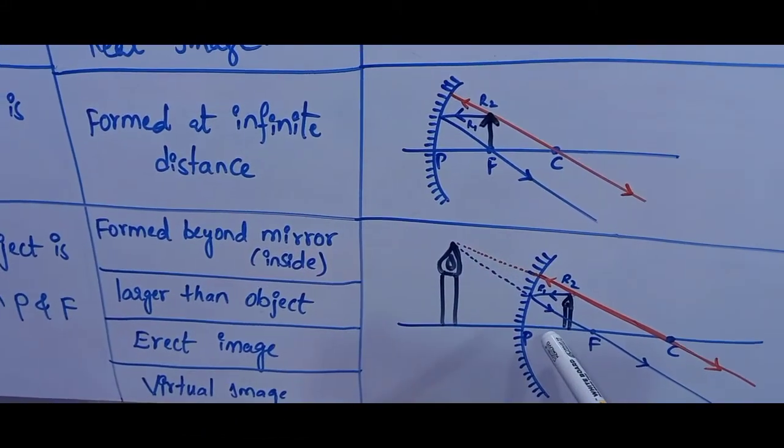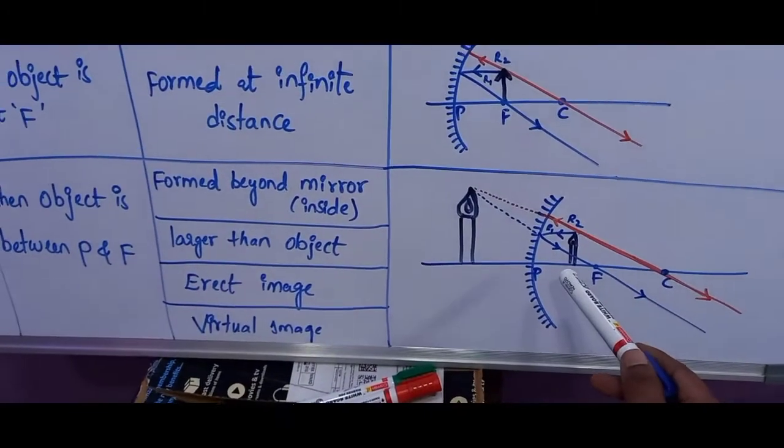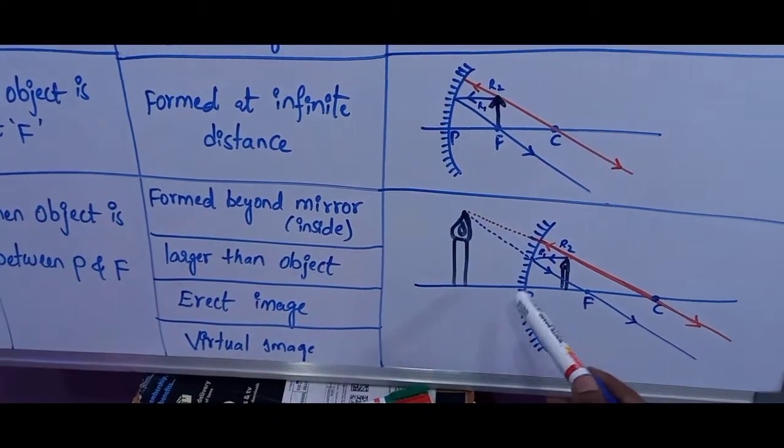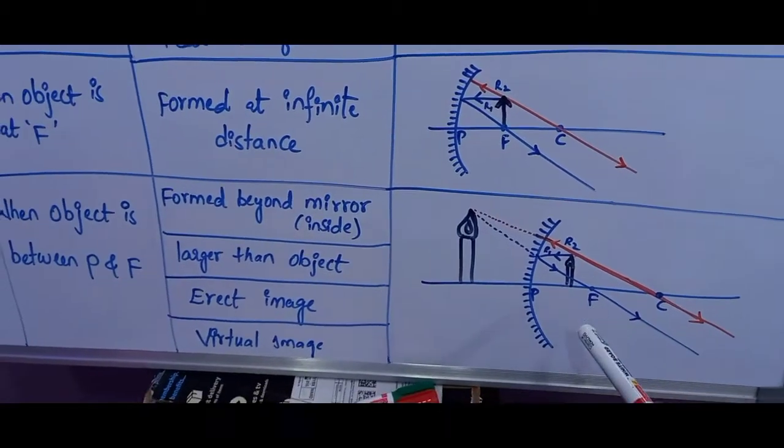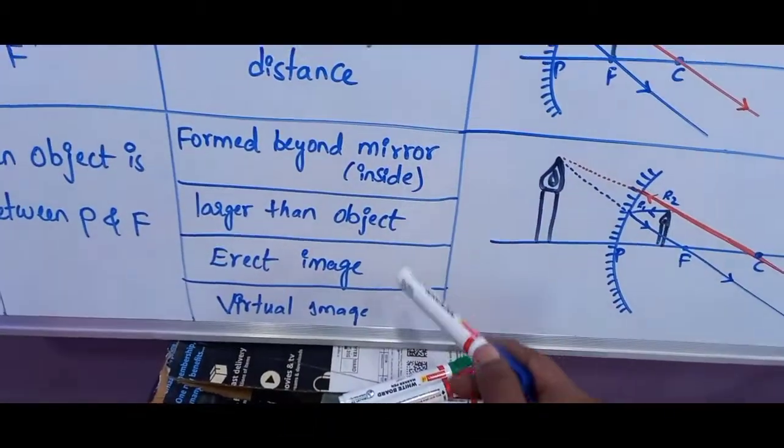From the focal point, the object is moved still closer to the concave mirror. When it is moved very close, that means the object is placed in between P and F, the pole and focal point. In that case, these are the characteristic features of the image formed.